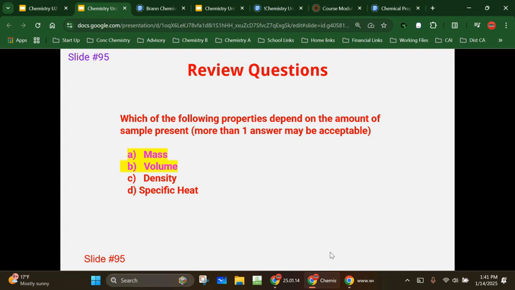Small object, large object. Yes, they will have different masses. Yes, they will have different volumes. But when you take their mass divided by the volume and do density, they will be the same. That's why our density was a straight line.